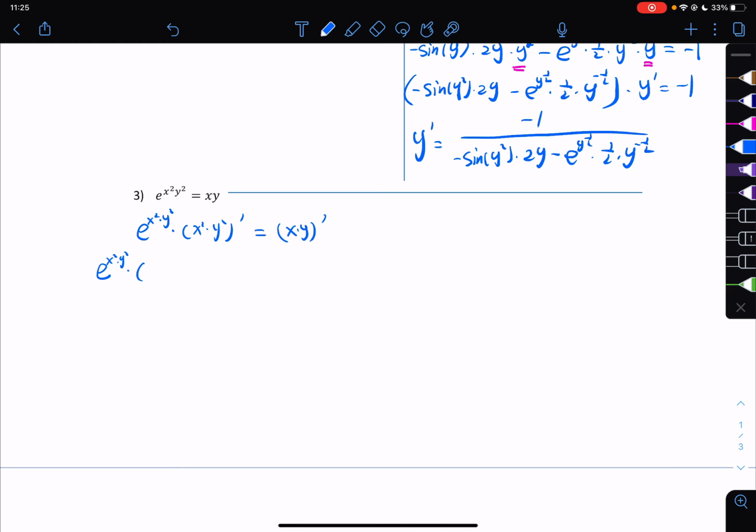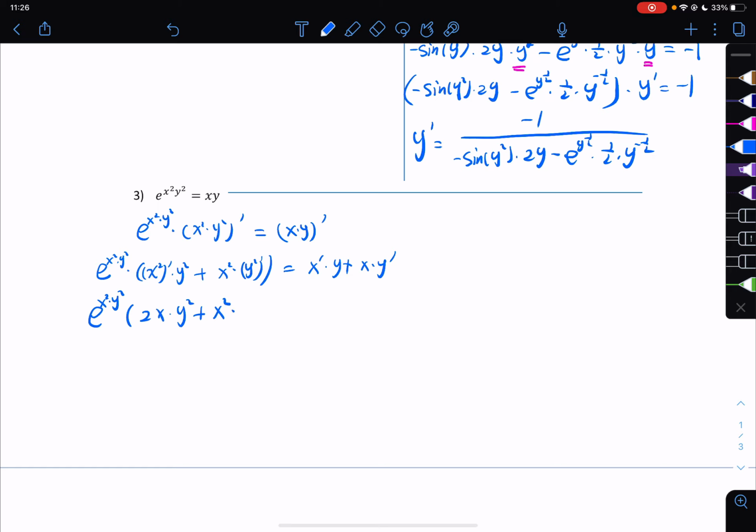This is a product, so you use product rule, so it's (x squared)' times y squared plus x squared times (y squared)' plus x' times y plus x times y', e to the x squared y squared, 2x y squared, x squared. You have y squared taking a derivative, so you have chain rule. This only depends on y, so you end up with 2y, and then you get y prime because of chain rule.